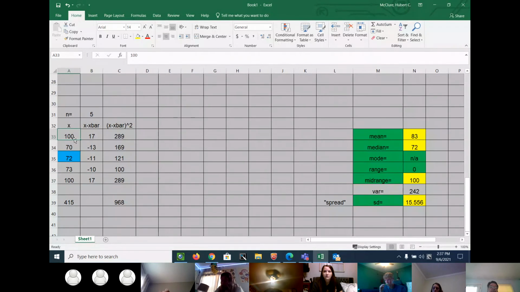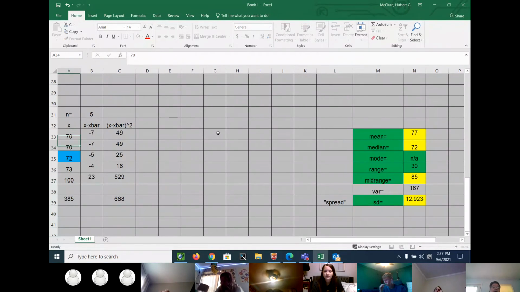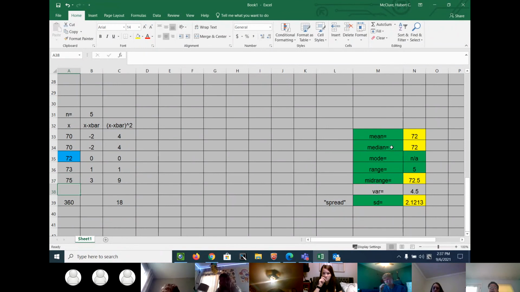But let's change that back to a 70 and change that back to a 75. And you see the mean, the median, and the mid-range are all around 72, and this dropped down to a 2 instead of a 15. Can the numbers tell you things? Yes. Okay? So make sure you understand what standard deviation is. Standard deviation basically tells you if the numbers are tight or if they're all over the place.